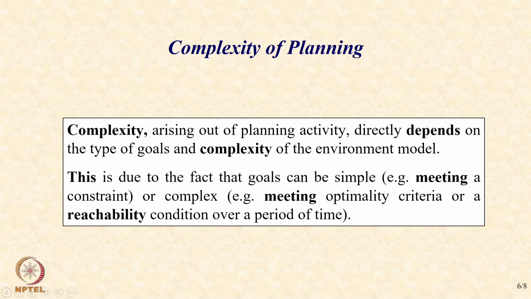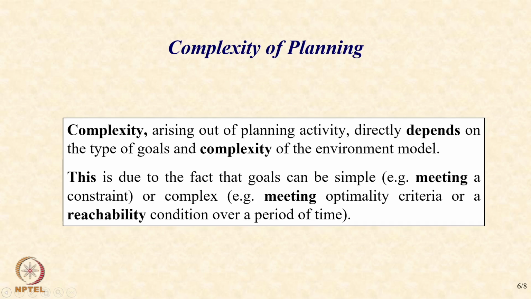This is due to the fact that goals can be simple. They could be as simple as meeting a constraint, saying don't go beyond this side of the road. For example, suppose there is a yellow line to the left of the road, and the goal could be that you should never cross that yellow line. So, this could be as simple as keeping a minimum distance from the yellow line. That could be one of the goals of driving. Or it could be meeting several optimality criteria in terms of distance travelled, time taken, etc.